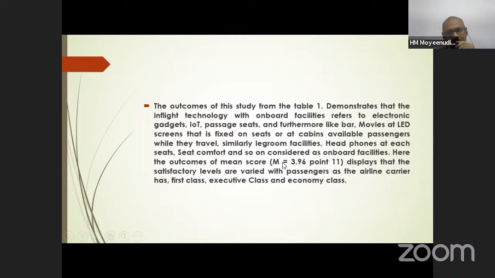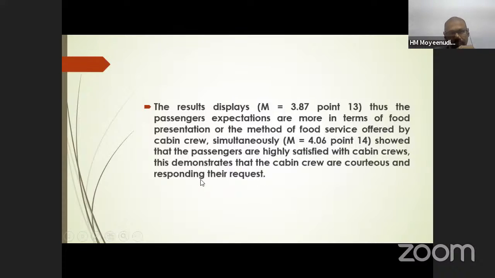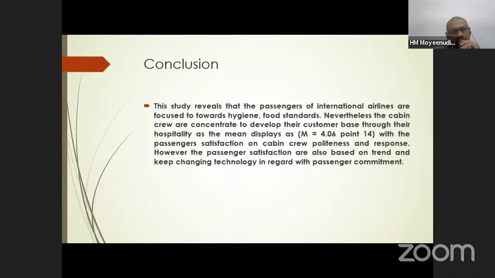The outcome mean score here, 3.96, displays that the satisfaction levels varied among the passengers of the airline carrier as first class, executive, and economy class. This result also displays a mean score of 3.87. Thus, the passengers' expectations are higher in terms of food presentation and the method of food service offered by cabin crew. Simultaneously, we can also see a mean of 4.06, showing that the cabin crew are courteous and responding to guest requests.